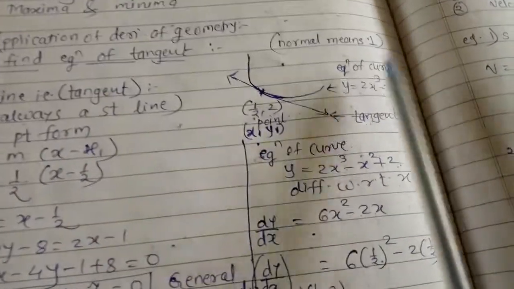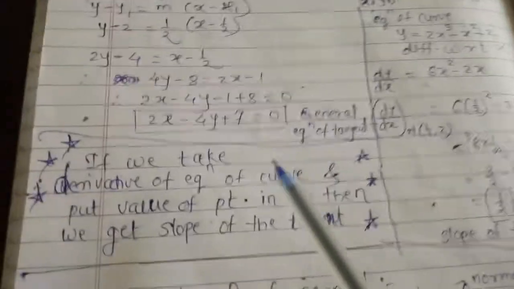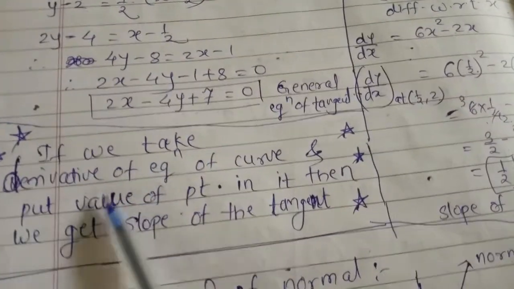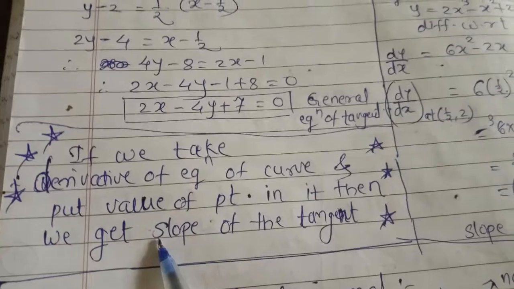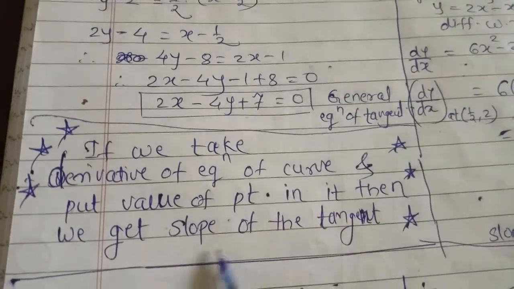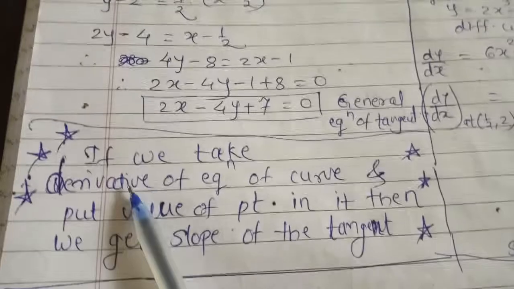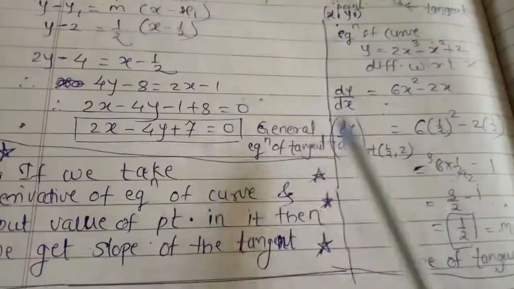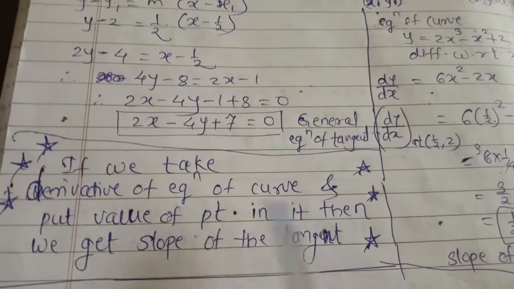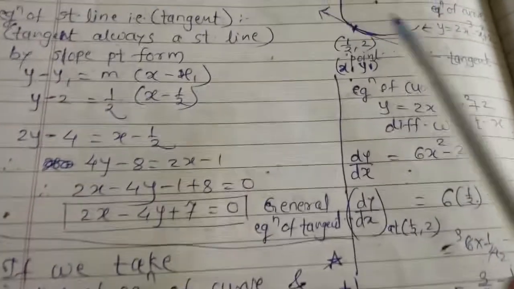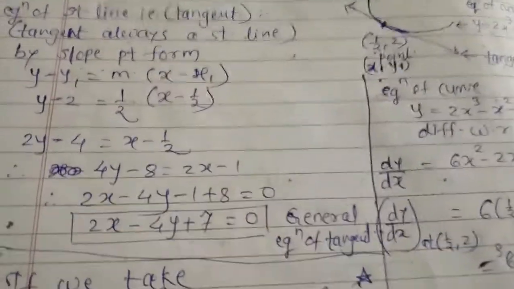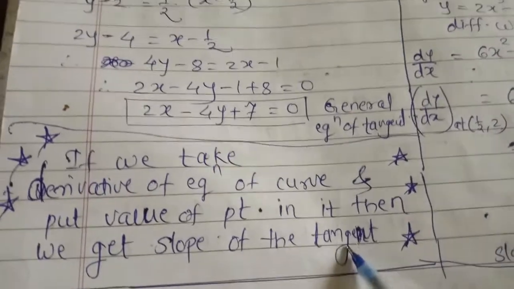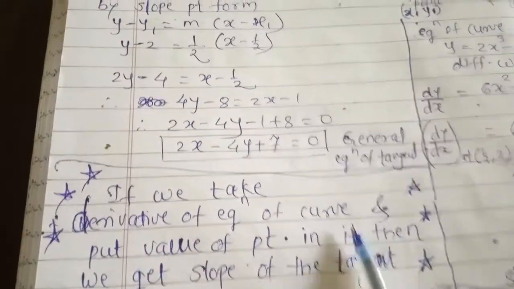So in this type of examples you have to know, if I write here the statement, just remember this one. If we take the derivative of the equation of the curve and put the value of the point in it, then we get the slope of the tangent. Just I repeat, if we take the derivative of the equation of the curve like this one and put the value of the point, means coordinates, these are the coordinates of that point. If we put the value of the coordinates in the equation, then we get the slope of the tangent.